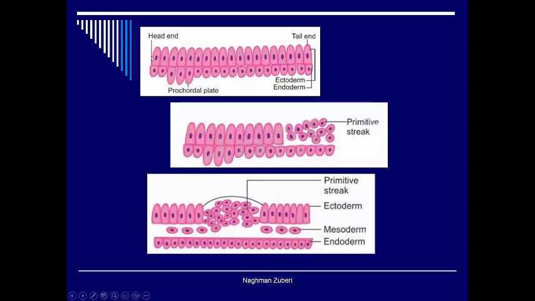Here we can see this is the head end, this is the tail end. This is the endoderm and this is the ectoderm, the upper one. This is the procaudal plate. Now over here the primitive streak starts appearing. This is the primitive streak, ectoderm, endoderm, and between these two the mesoderm starts developing.